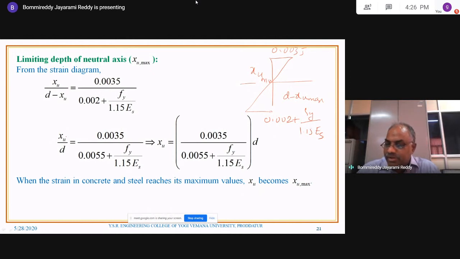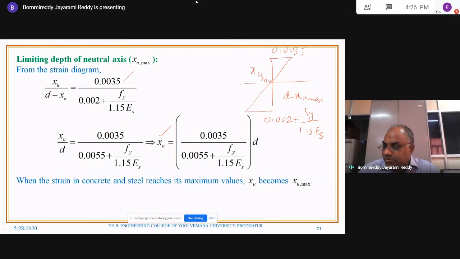So XU is the same, and if XU is added to the denominator, D minus XU, that XU will get cancelled, and you will get only D. The same thing is to be applied on the other side also. So the numerator is the same, it is to be added to this, so that will be 0.0055 plus Fy by this one, and so that XU will be equal to this multiplied by D.